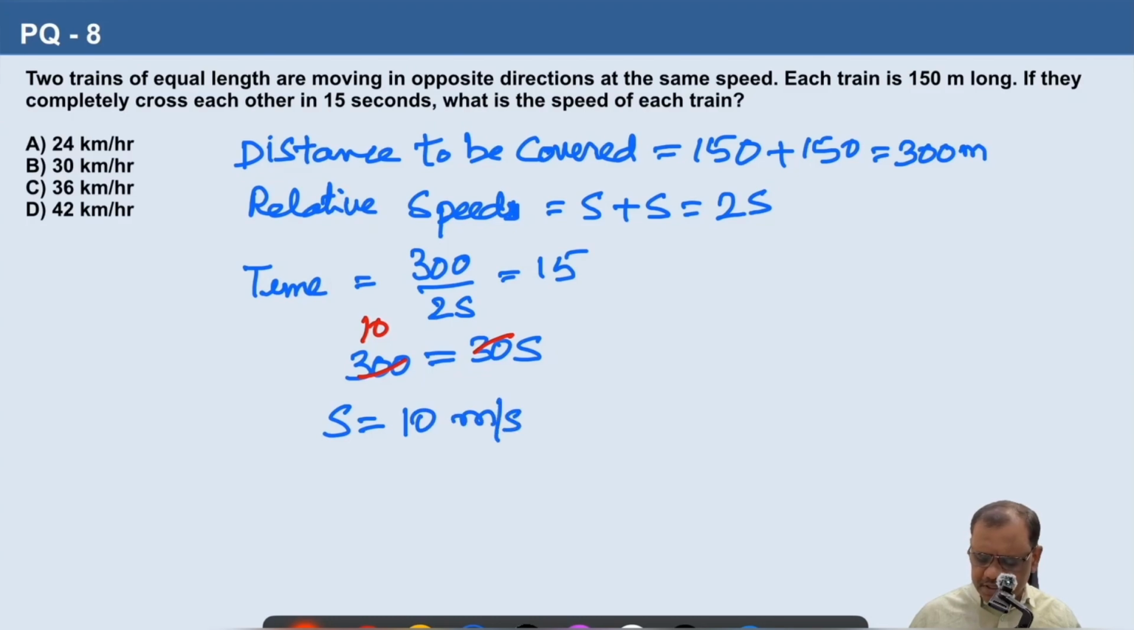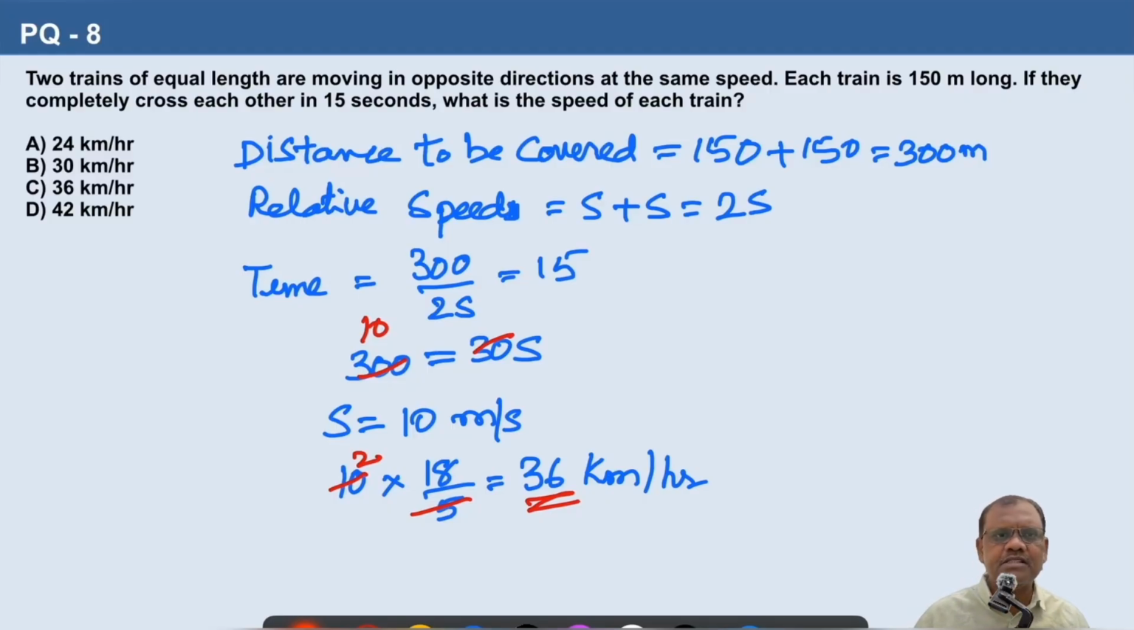Answers are given in kilometers per hour, so we have to convert into kilometers per hour. Multiply this with 18 by 5. Simplify this, 5 2s are 10, 2 18s are 36 kilometers per hour. So the speed of each train is 36 kilometers per hour. Option C is the correct answer.